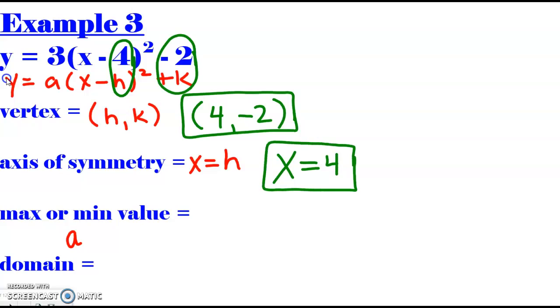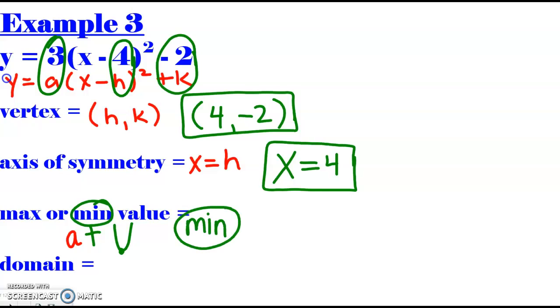To figure out the minimum or maximum value, well, let's see here. a is 3, so a is positive. Since a is positive, it opens up. Opening up means that there's a minimum value. And you can always tell what the minimum value is based on your y coordinate here, right? It would be -2, because the furthest that this is going to go down, because there's a minimum, would be -2.